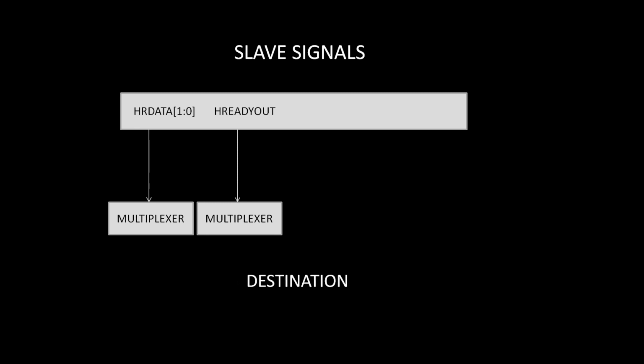However, this can be extended to enable higher bandwidth operation. HREADYOUT. Destination multiplexer. When high, the ready out signal indicates that a transfer has finished on the bus. This signal can be driven low to extend a transfer.